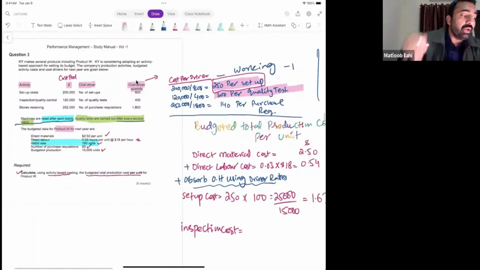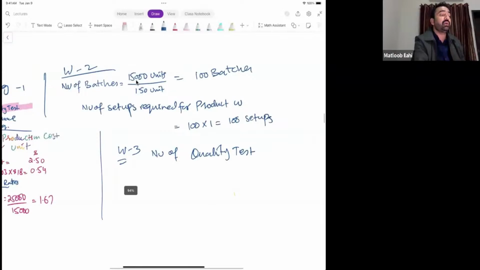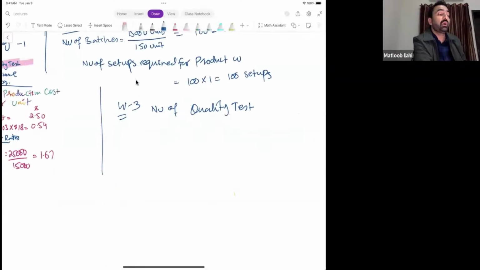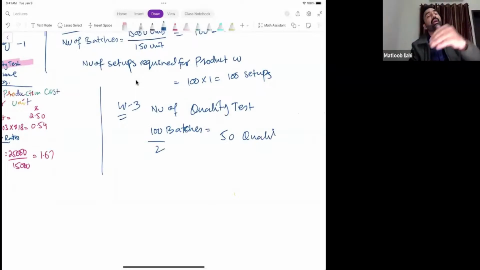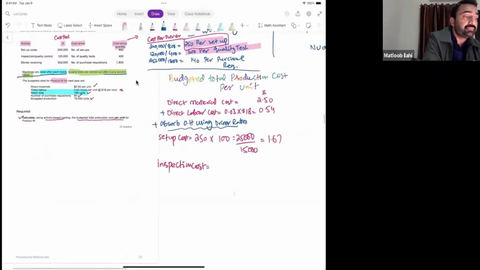So the question says that quality tests are carried out after every second batch. So if there are 100 batches, how many quality tests are required? Divided by 2. So 50 quality tests, because one quality test is required after every second batch. Okay, so 50 quality tests are required.